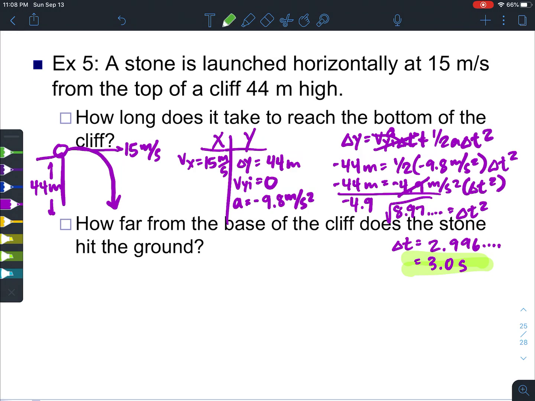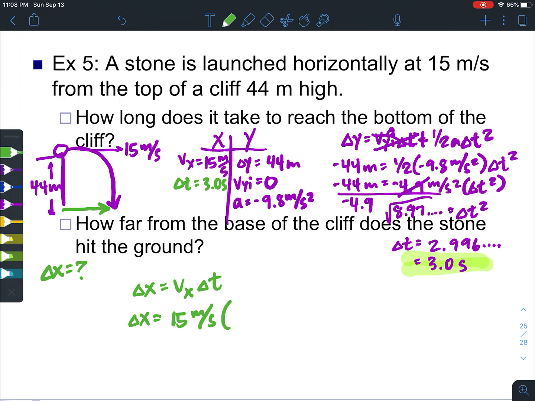Okay, our second question is how far from the base of the cliff does the stone fall? So I'm looking for this, right? That's going to be delta x. Okay, so I know that I have Vx, and then I just solved for time, and it was 3.0 seconds. And so I can use my one horizontal equation, which was delta x equals Vx times t. I fill in my numbers. I had 15 meters per second for Vx. And then I have my time of approximately 3 seconds.